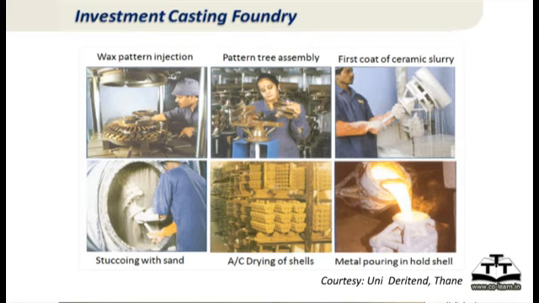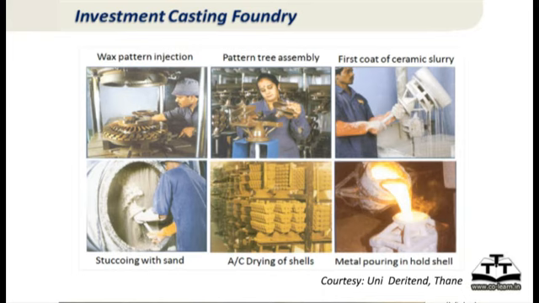Then you see in the third picture they are dipping that in the ceramic slurry and getting a coating of that. In the next picture, you see stuccoing with loose sand, a shower of loose sand particles, and after doing that, you dry it in an air conditioned room. These shells are dried in an air conditioned room, and that gives them the required strength. And finally, you heat the shell as we just discussed, and then you pour the metal into the shell. That's the basic investment casting foundry.